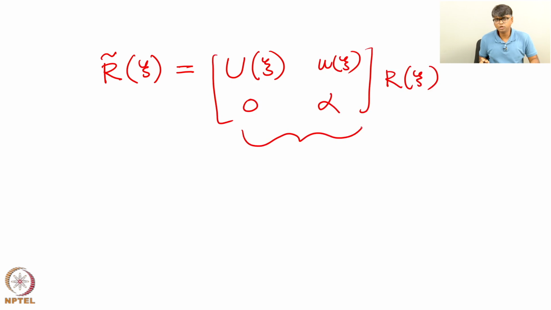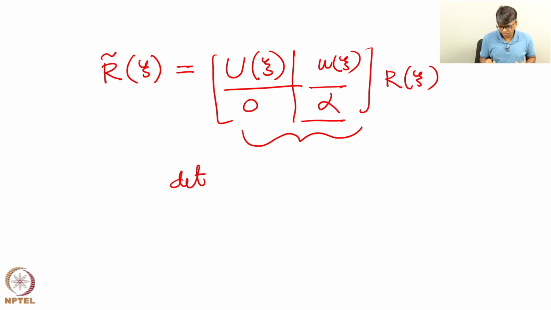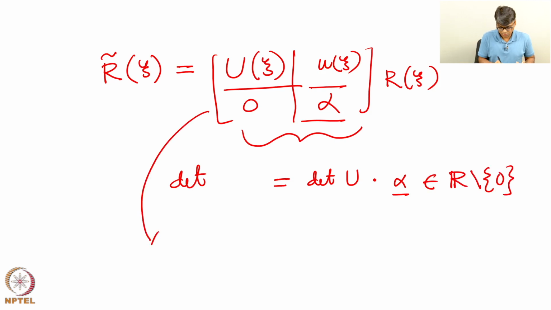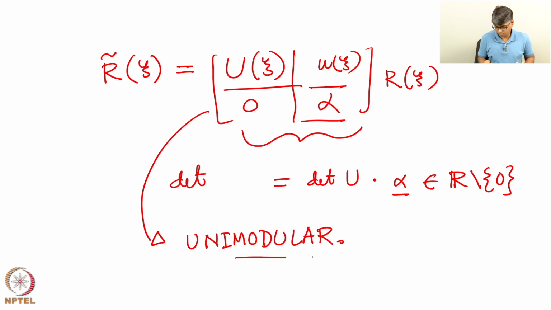Is this matrix unimodular? Of course, you bet, because this is a block upper triangular matrix. This is unimodular. This is a non-zero scalar. So this also must be unimodular, because the determinant of this guy must then be equal to the determinant of u, which is a constant, times alpha, which is also a non-zero constant. So this is a non-zero constant. So this big matrix also is unimodular. You see what we have proven? Fantastic.